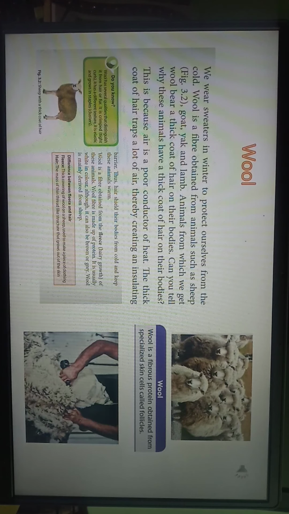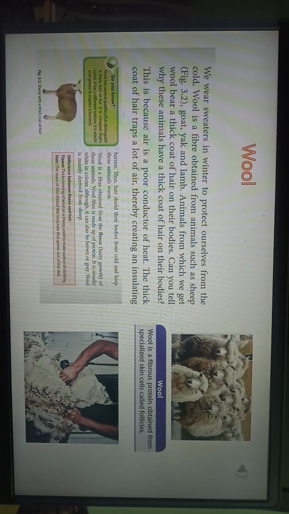It is because air is a bad conductor of heat, isn't it? Air is a poor conductor of heat. Air does not conduct heat. So if they have a thick coat of hair on their body, then this thick coating of hair traps a lot of air.